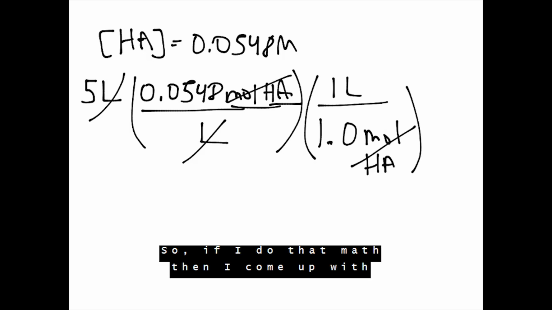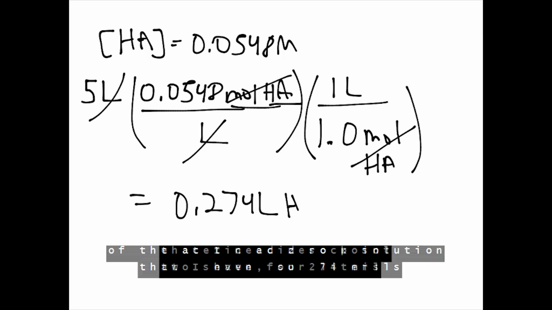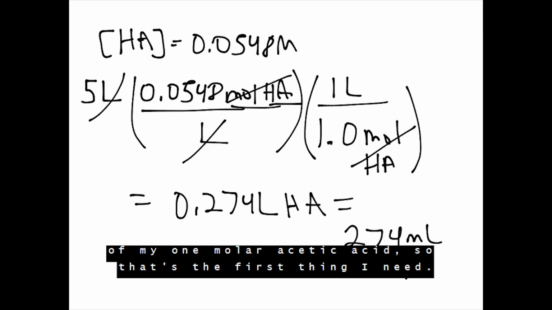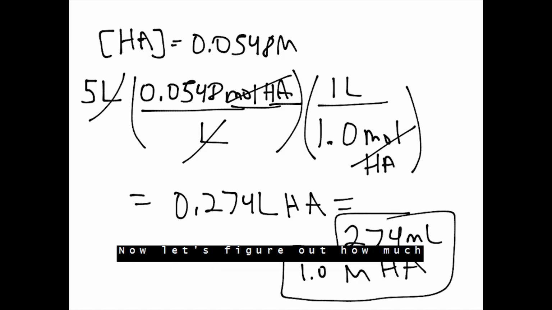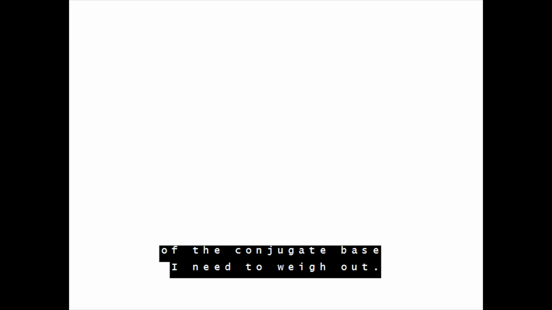So if I do that math, then I come up with that I need 0.274 liters of the acetic acid stock solution that I have. So 274 mL of my 1 molar acetic acid. So that's the first thing I need. Now let's figure out how much of the conjugate base I need to weigh out.